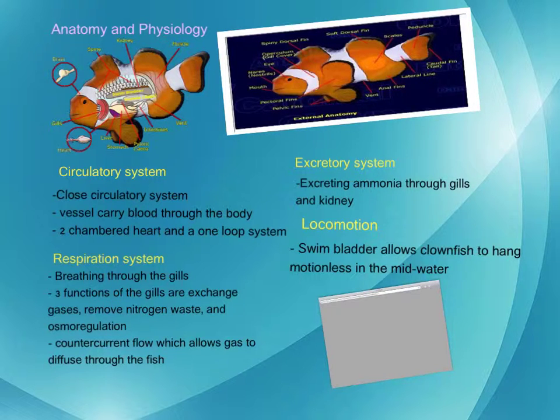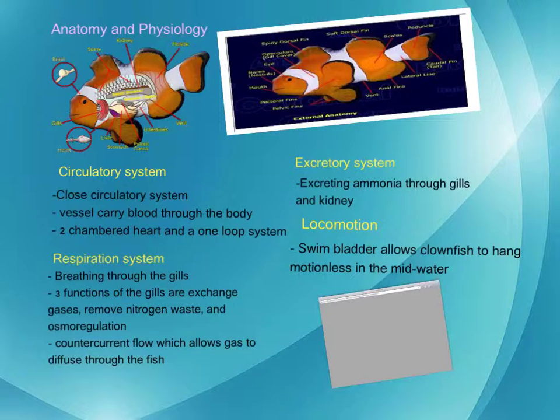Their respiration is that the clownfish breathe through gills, and the gills have 3 functions. First is exchanging gas. Second is removing nitrogen waste. The last one is osmoregulation. The clownfish also have countercurrent flow, which is when the water moves away from the head and the blood moves toward the head. This allows more gas to diffuse across the gills.